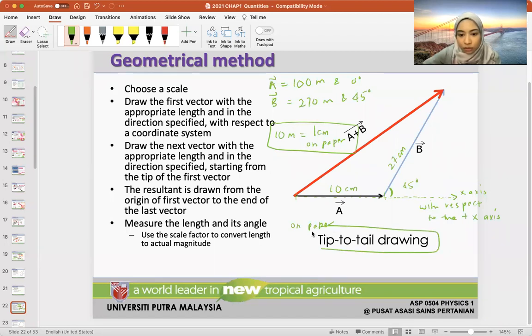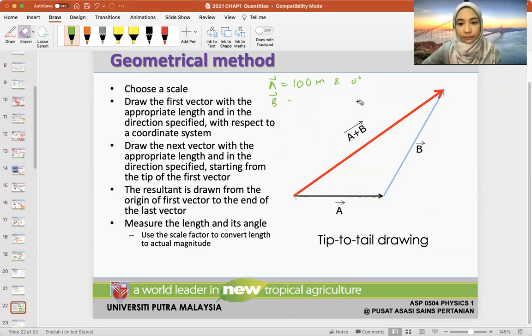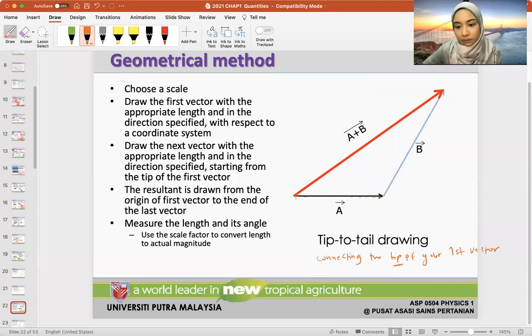Tip to tail drawing, what does it mean? Okay, what does it mean? It means that you are connecting the tip of your first vector to the tail of your second vector. Let me repeat myself. Connecting the tip of your first vector, okay, tip to the tail of your second or your next vector.